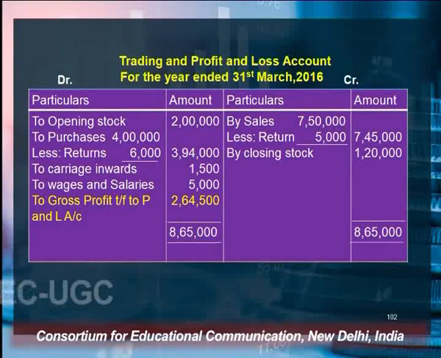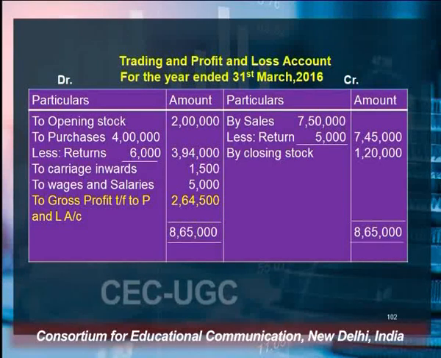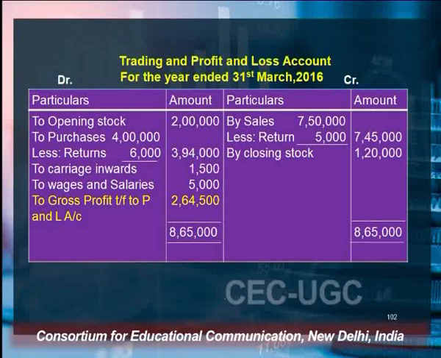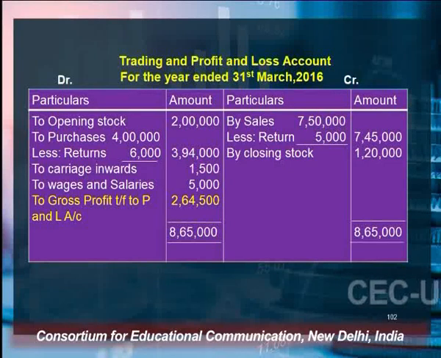If it is given in the question as salaries and wages, we already talked about this, then this is an indirect expense, and if wages and salaries is given in the question, then it is a direct expense. So all types of direct expenses are to be shown on the debit side of the trading account, and all indirect expenses are to be shown on the debit side of the profit and loss account.